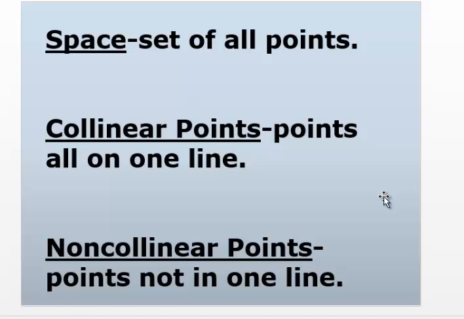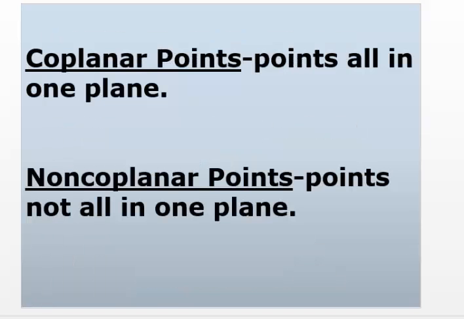The next word is collinear. Collinear has the word line in it. You can see it right here. That means that everything is on the same line. Non-collinear has the word line in it again, but it has the word non, so the points are not on the same line. That goes along with coplanar and non-coplanar points. So coplanar, on the same plane. Non-coplanar, not on the same plane.